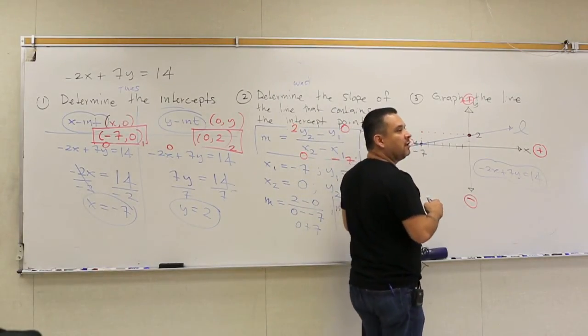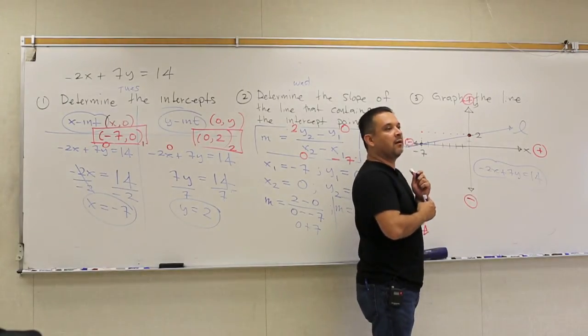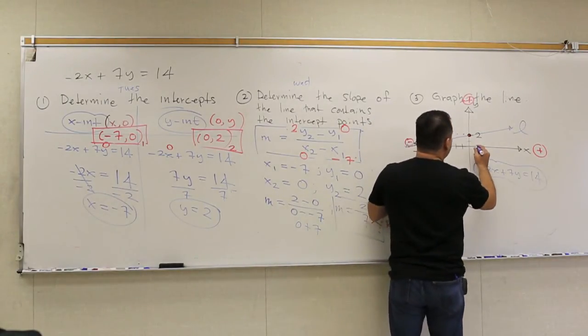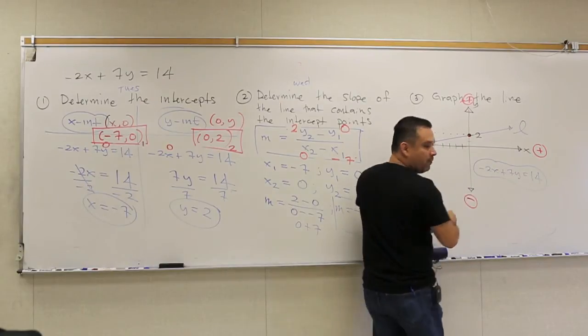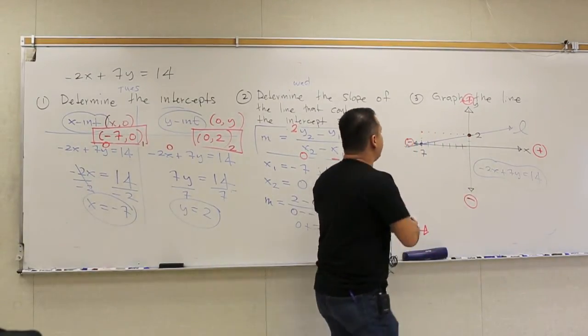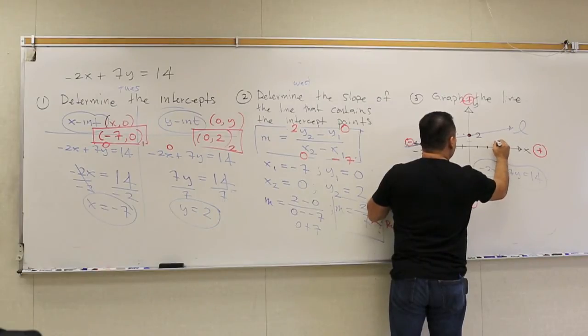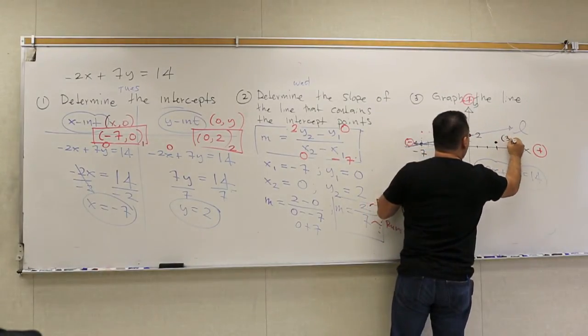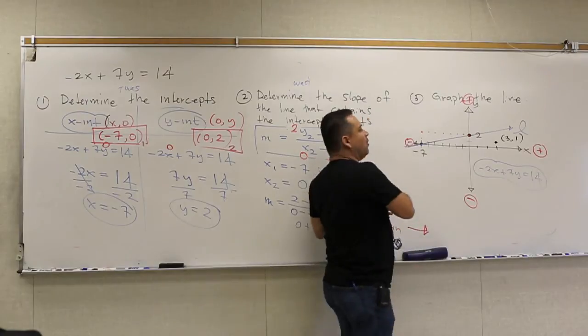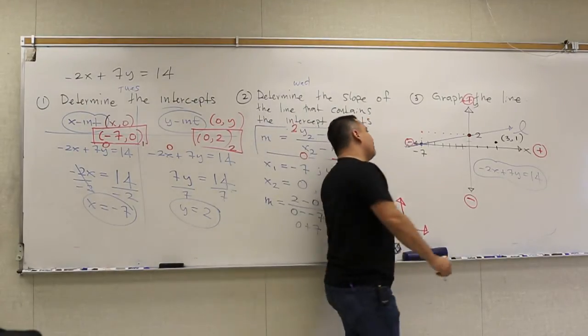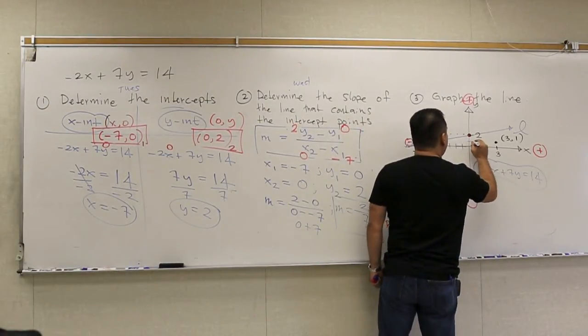Let me pick a point that's not on the line. How about if I pick this point? Let's go out 3 units to the right: 1, 2, 3, and let's go up 1. The address is 3, 1. I know we lost the videotape, so this is why I'm going over this. 3, 1.